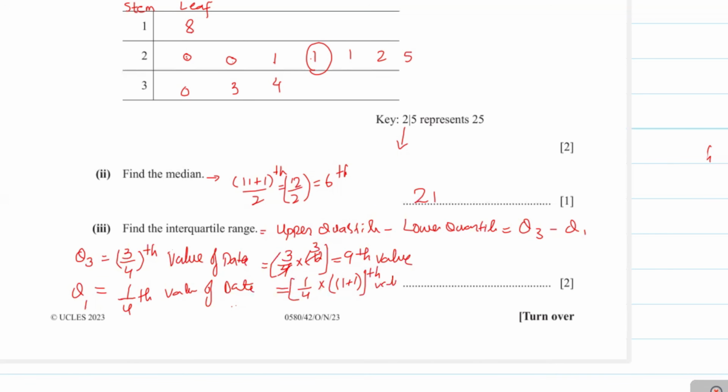Now this value is 1 over 4 multiplied by 12. This is the third value. And the difference between the 9th value minus the third value: the 9th value here is, counting 1, 2, 3, 4, 5, 6, 7, 8, 9, the 9th value is 30. And the third value here is first, second, third. This is 20. Now the difference will be 10. And this is the answer.